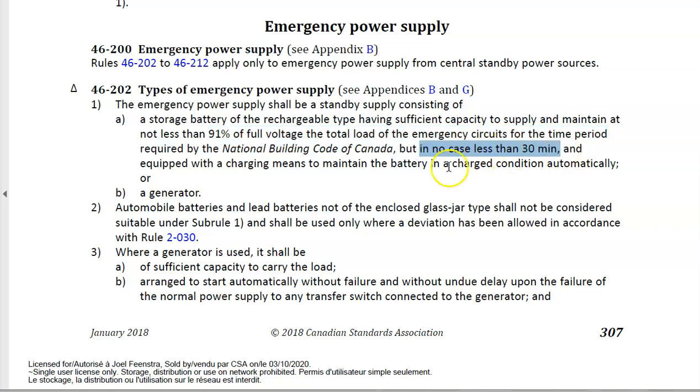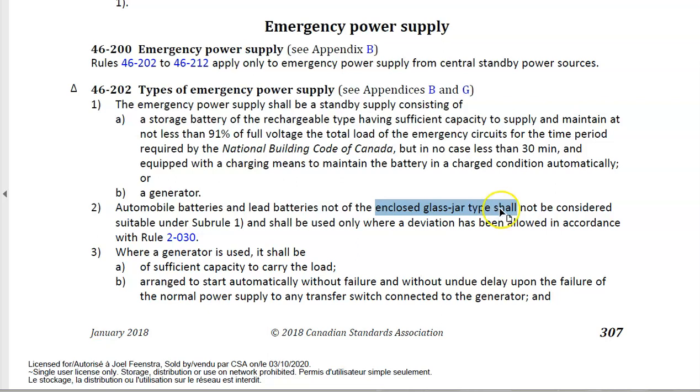Highlight that section right over there. In no case less than 30 minutes. It has to be equipped with a charging means to maintain the battery in a charged condition automatically. We're not allowed to use automobile batteries. We're not allowed to use enclosed glass jar type of batteries. Those are rare. Nobody uses those anyways, but they put them in there because obviously somebody did and it caused a problem. That's how stuff gets written in the code book. There was an idiot out there that had glass jar batteries.